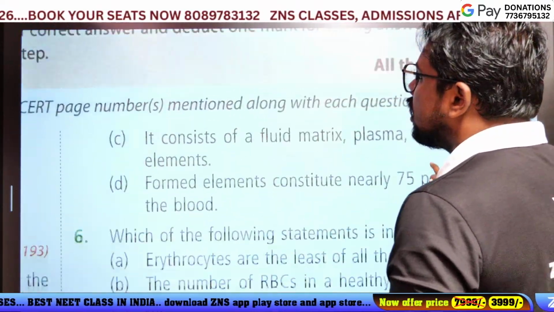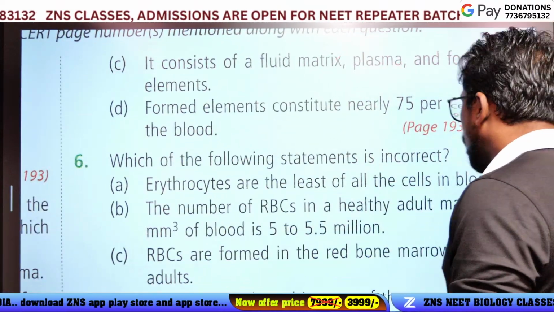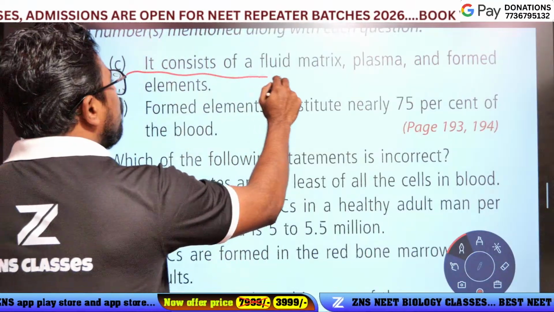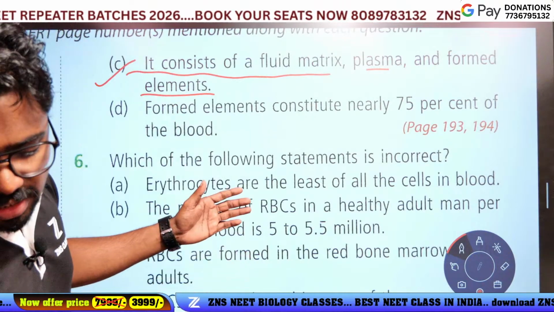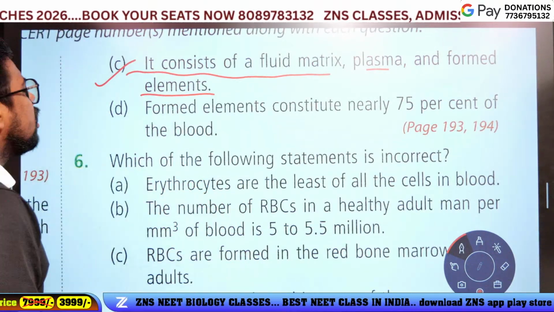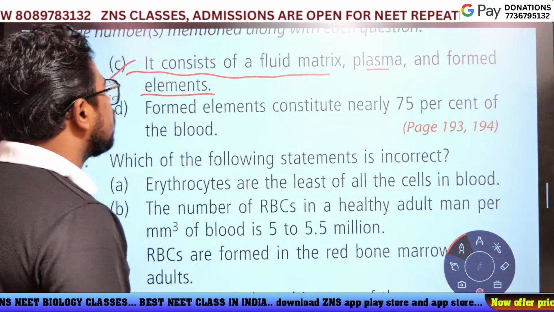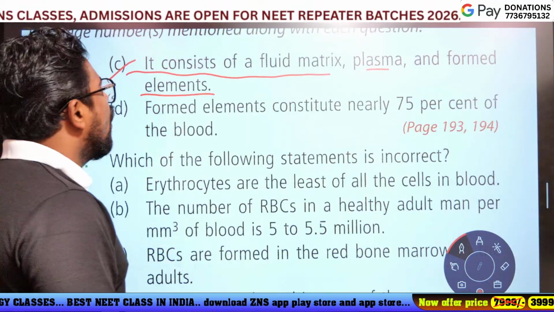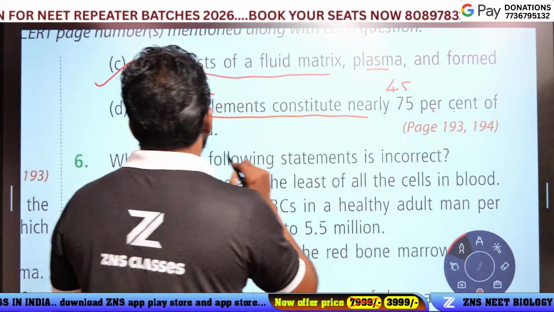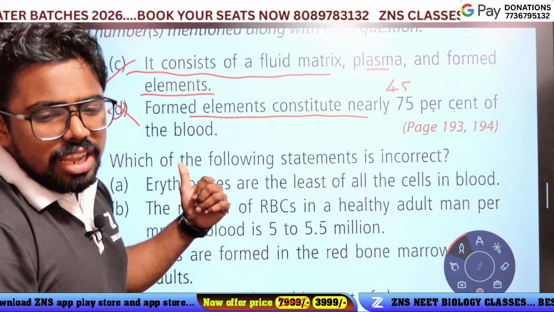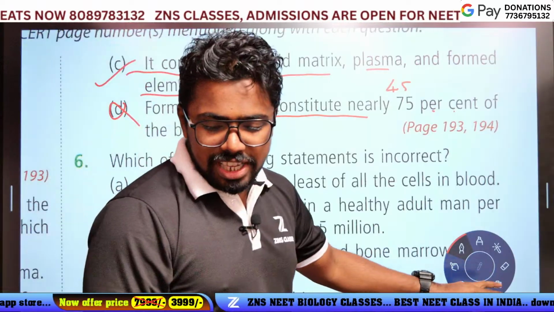Okay, the next statement. It consists of a fluid matrix, plasma and formed elements. The statements are correct. And the last, the formed elements constitute nearly 75% of the blood. No. The formed elements constitute 45% of the blood. The statement is incorrect. Option D is the answer.